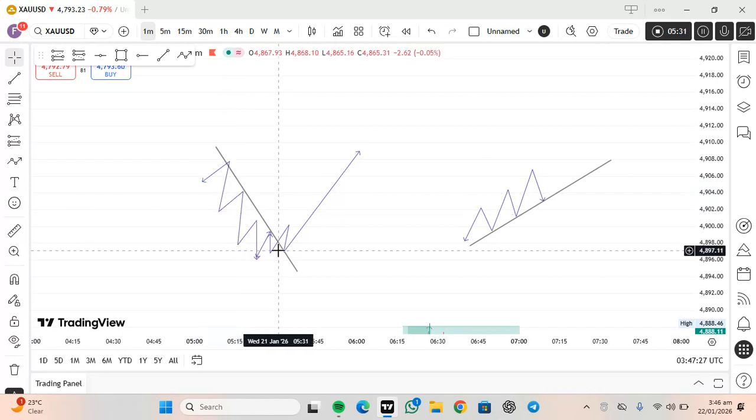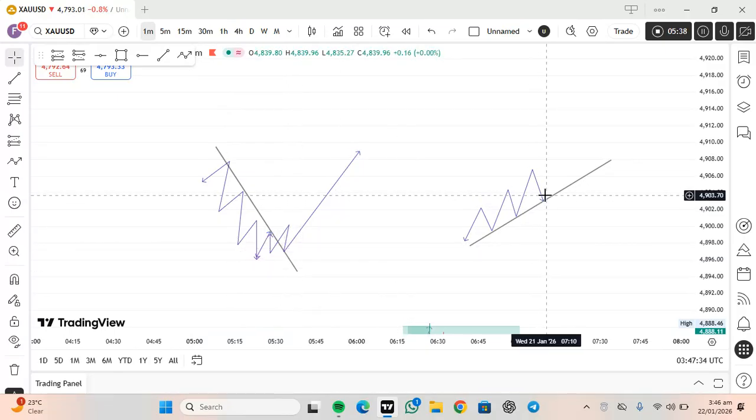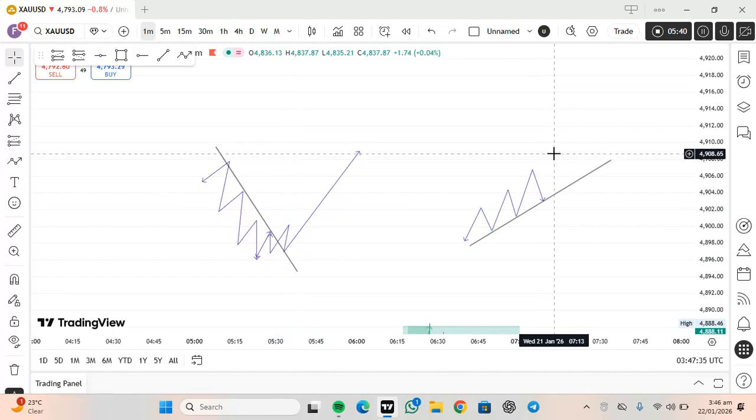But now remember I said structure has shifted here. So now we are looking forward to buy. That means the trend is about to continue. A new high is about to be created in the 4 hour. So this is basically what it will look like.